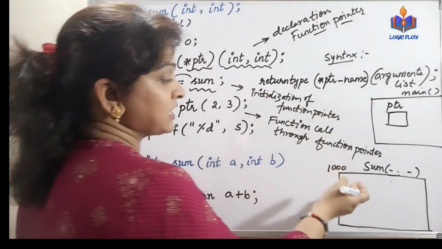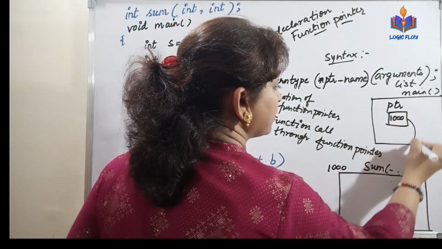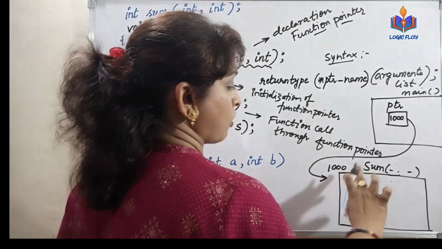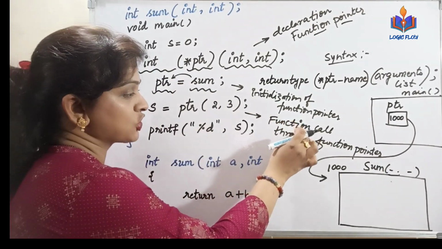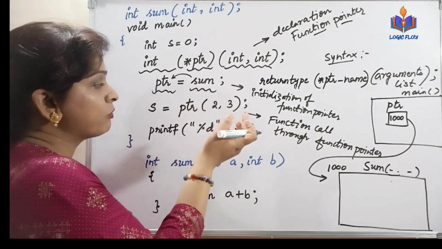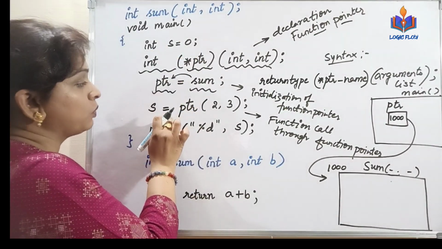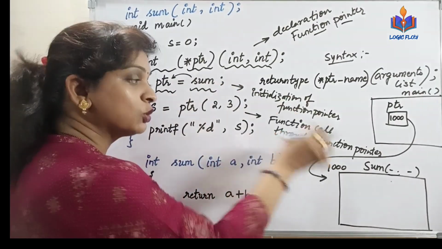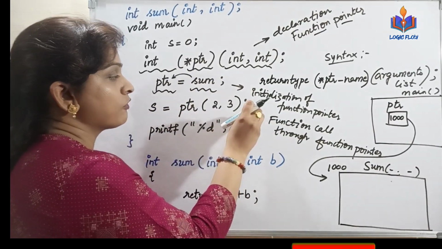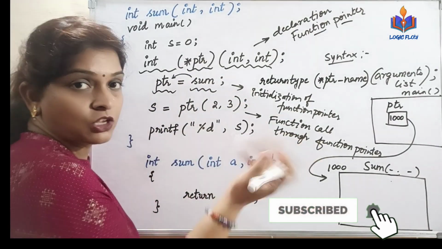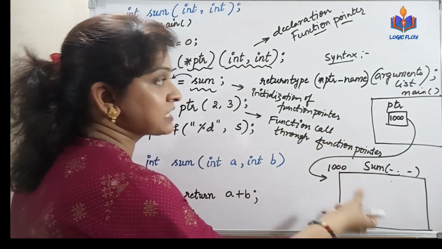So what is the base address? It is 1000. I say ptr equal to sum, which means ptr gets 1000. So this pointer is pointing to this location of the sum function. Now I am invoking the function through the function pointer. How do we invoke? As it is returning an integer value, I say s equal to calling the function through the function pointer, that is ptr, the function pointer name, followed by a list of arguments, 2, 3. So I am not calling sum here, because the address of the function sum has been assigned to the pointer.